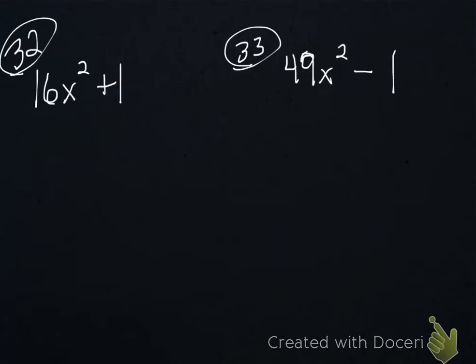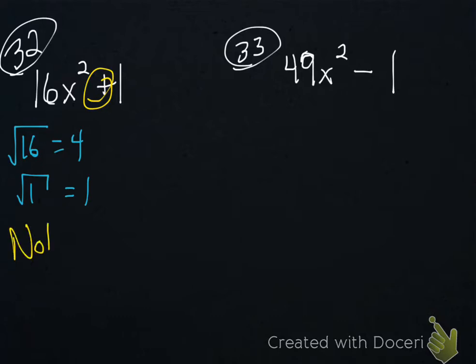Number 32. I see perfect squares again. The square root of 16 is 4. The square root of 1 is 1. Is this a difference of two squares? No, it's a sum, which means it is not factorable. We would have to use a quadratic formula in order to find our factors.